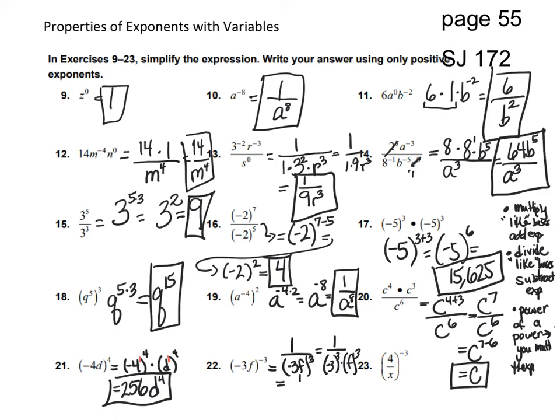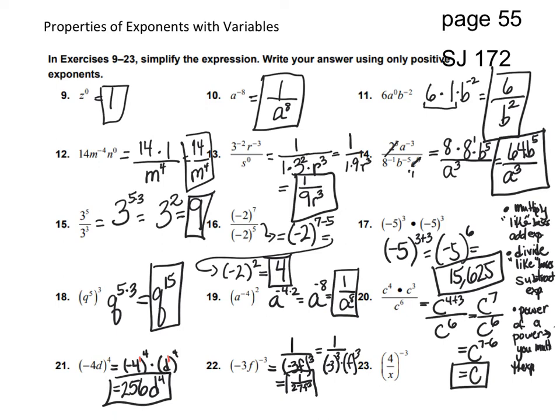Then negative 3 to the third power is 27, and then f to the third power is f to the third power. The answer to 22 is 1 divided by 27 f to the third power. Last one, number 23. Now we haven't encountered this yet.